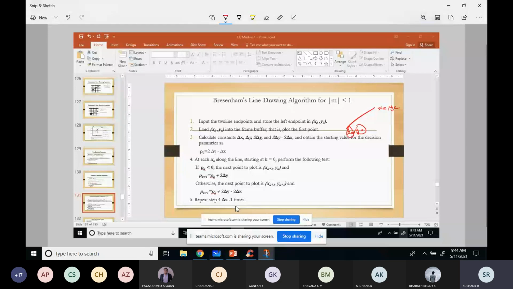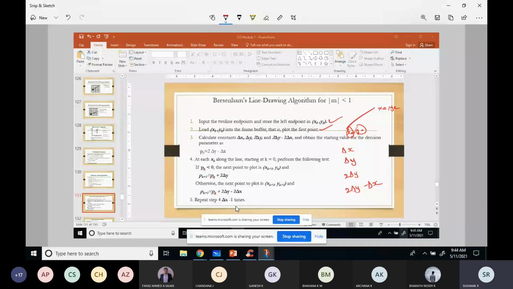So first thing is load the initial points, set the color. After that, calculate delta x, calculate delta y. Once these two are calculated, you can calculate 2 times delta y and 2 times delta y minus delta x. So you know that 2 times delta y minus delta x is nothing but the initial parameter.